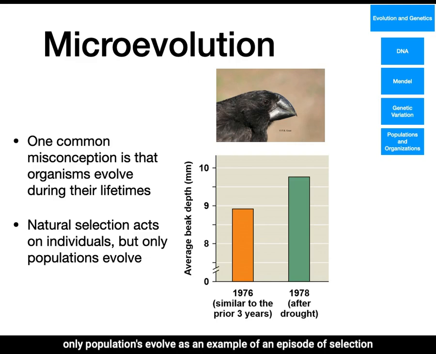As an example of an episode of selection and its result, consider the population of medium ground finches on the island of Daphne Major in the Galapagos, which have been intensely studied by Peter and Rosemary Grant for decades. Finches exhibit genetic variation in the depth of their bills. Some bills are more robust and others are less so. The offspring of the deeper-billed parents tend to have deeper bills, while the offspring of the less deep-billed parents tend to have less deep bills.